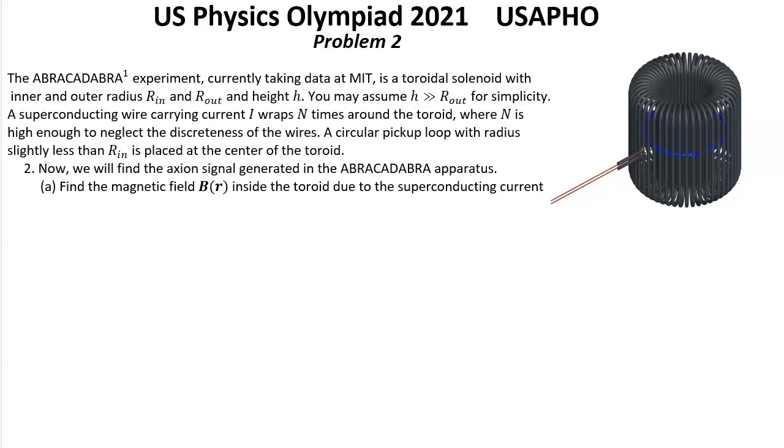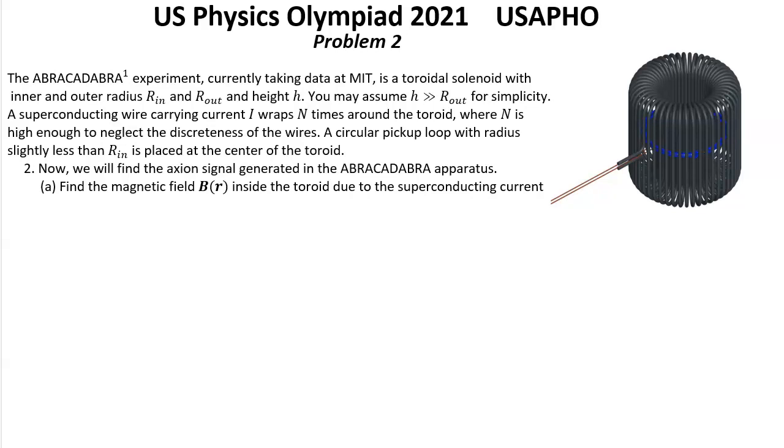Solution for part 2. Now we will find the axion signal generated in the abracadabra apparatus. Question A. Find the magnetic field B(r) inside the toroid due to the superconducting current.